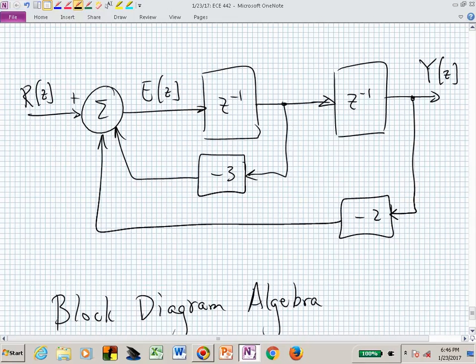I'll finish this up after class. I'll let you go. I know you have places to be, people to see, so I'll release you, but I will show you hopefully after class in the notes how to find the transfer function between the input R of Z and the output Y of Z, simply doing algebra with the block diagram. It's not that hard. So that will be in the notes.